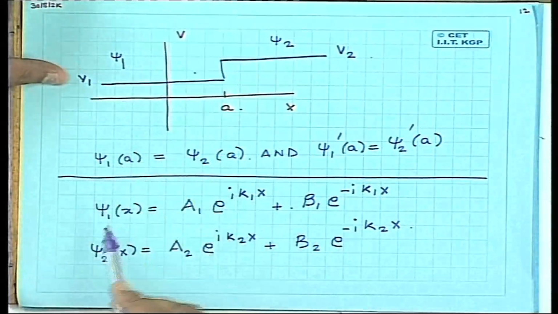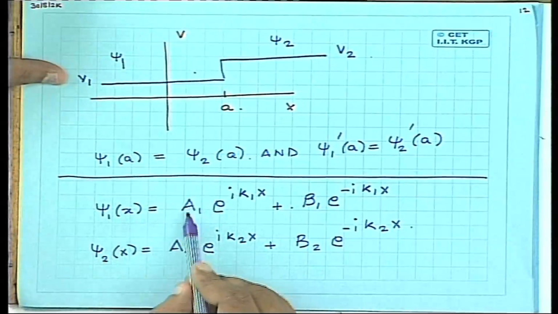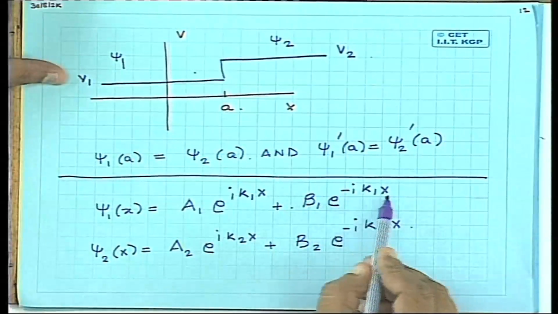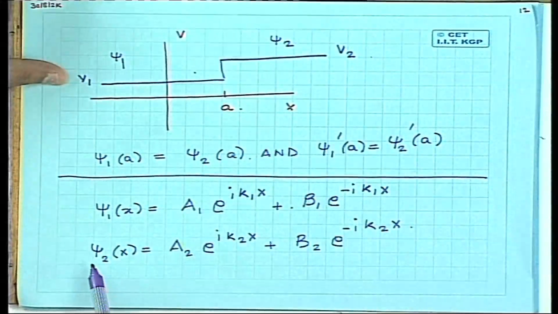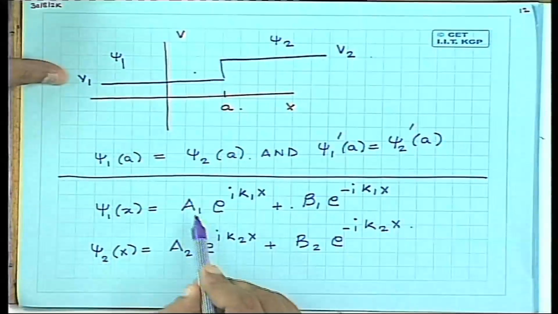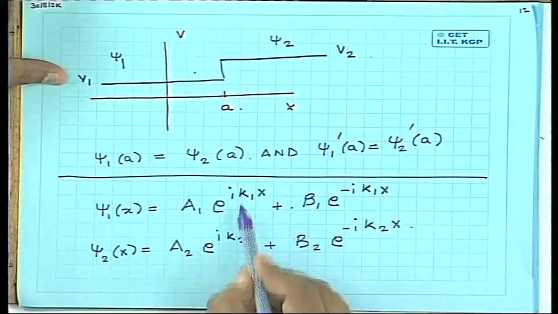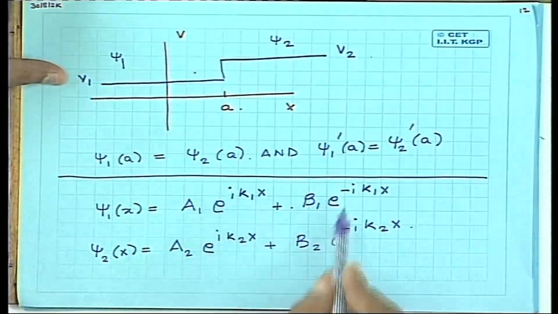So on the left side, in the region 1, the wave function was psi 1 of x is equal to a1 e to the power i k1 x plus b1 e to the power minus i k1 x. And on the right hand side, in the region 2, it was the same kind of expression, but the coefficients were different, a2 and b2, and the wave number also was k2 and minus k2 here instead of k1.